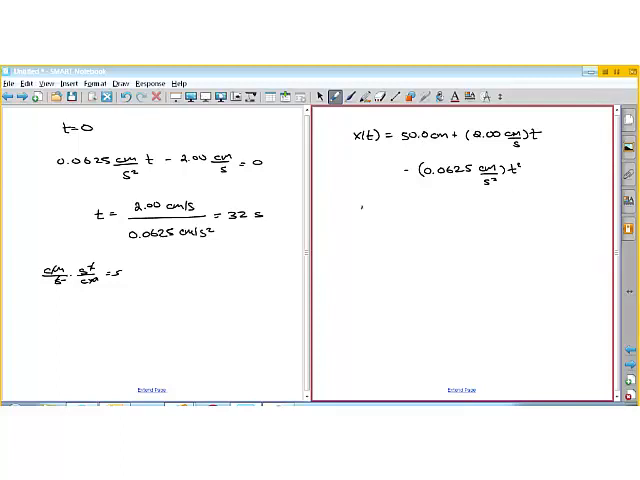So this is 50 centimeters. So if we go another 10 centimeters, this is part D. What we want to do is figure out what time it takes to go another 10 centimeters from its initial starting point. So I put 60 in there because the initial point is 50.